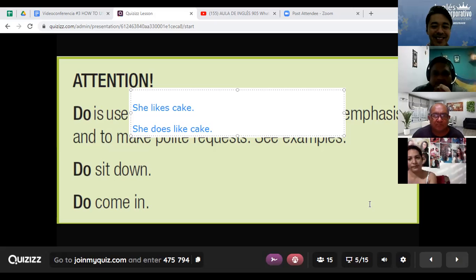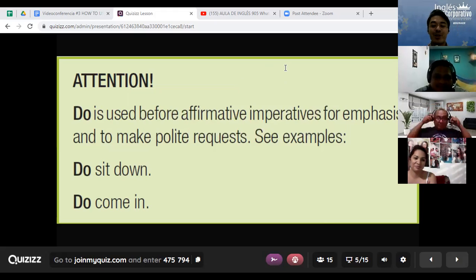Clear as crystal? Clear as horchata? All right, let's see. Now, if you don't have questions, I do have questions for you. Now, here comes the quiz. You're going to see some questions on the screen. So you need to answer based on what we studied in this review about imperatives. Van a ver las preguntas en la pantalla. Ustedes van a seleccionar la opción que les parezca que es la correcta. All right. Let's see how you do.